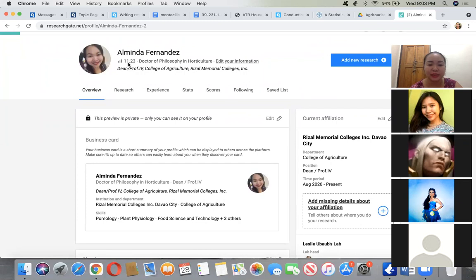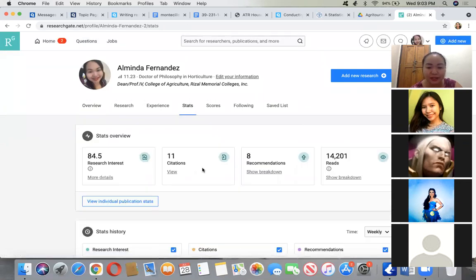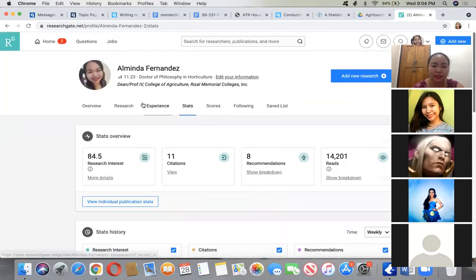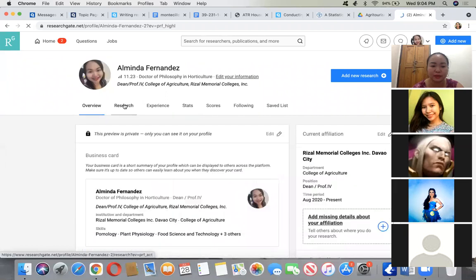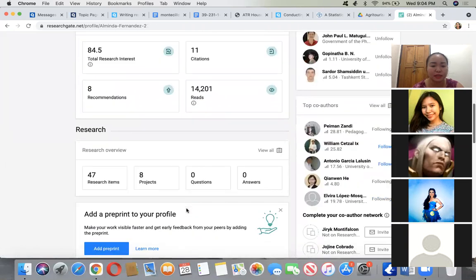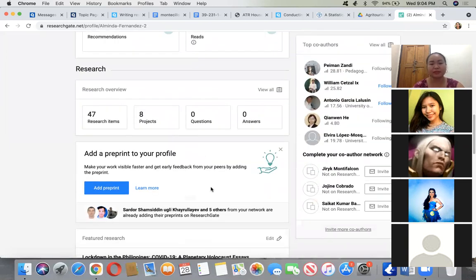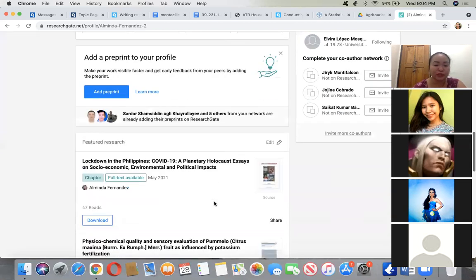This is your citations. It means 11 citations for me, but it's your rate as a researcher. And you can see here the overview. I have 47 research items already, but I told you that I am up to 50 because they're still under review by different journals.